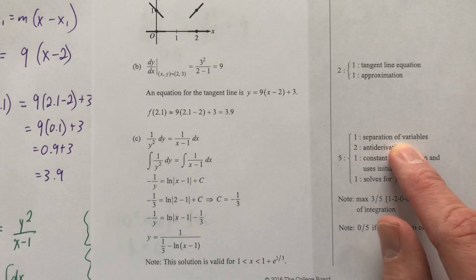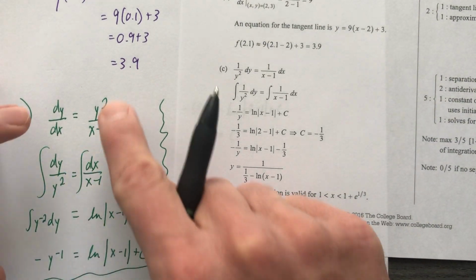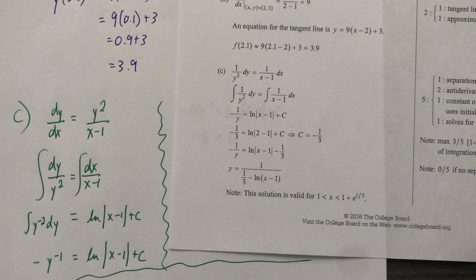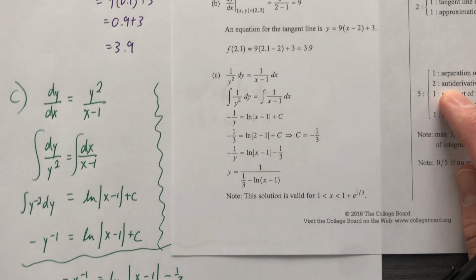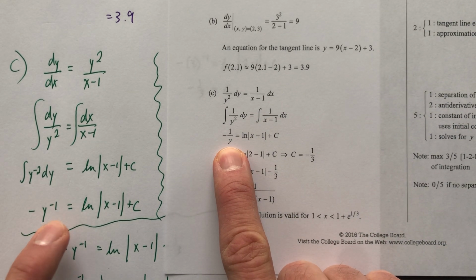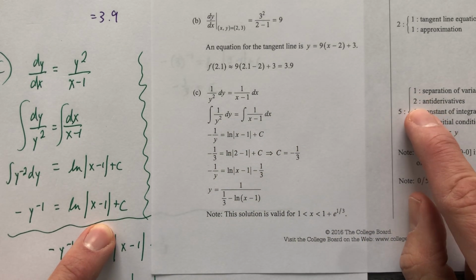Separation of variables. I get a point for simply bringing the x up and bringing the y down. It's cross multiplying. When your y's are on the left and your x is on the right, you're good to go. Antiderivatives. I think we're good on that. This is equivalent to that, and this is obviously the same as that. So we just earned 2 points there.